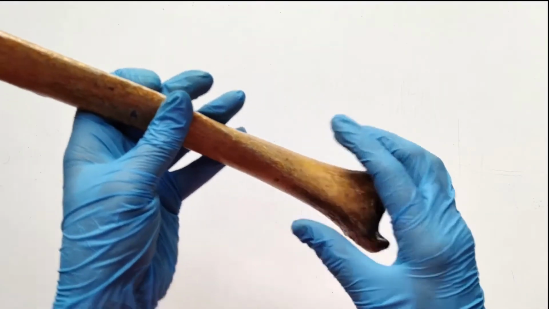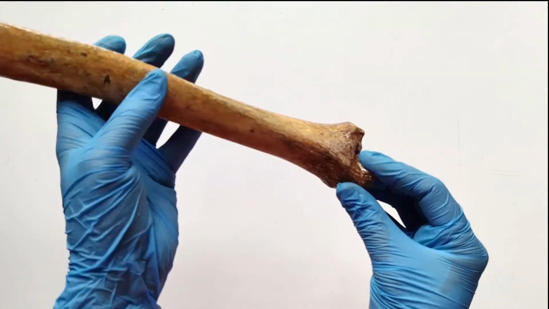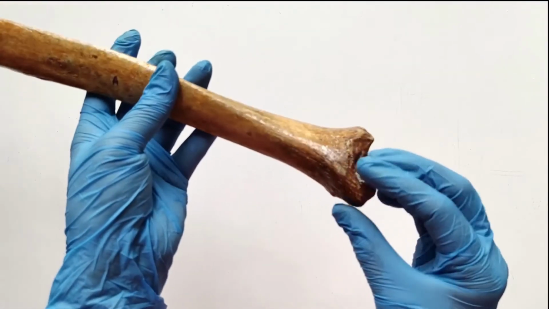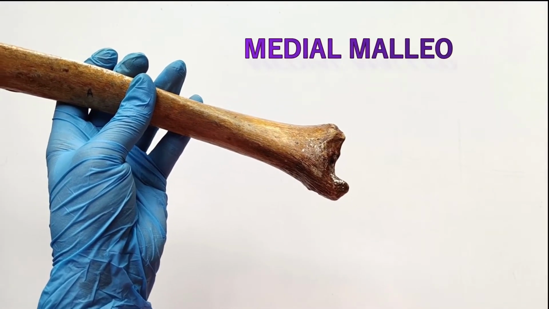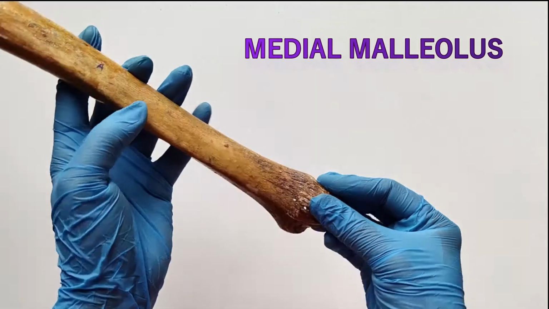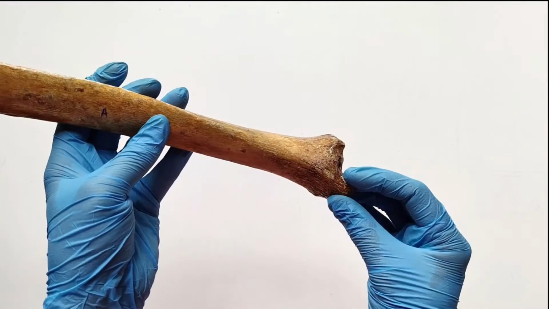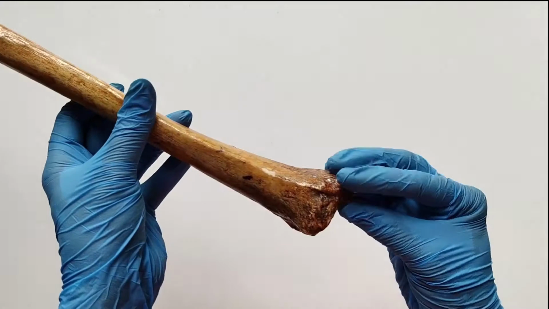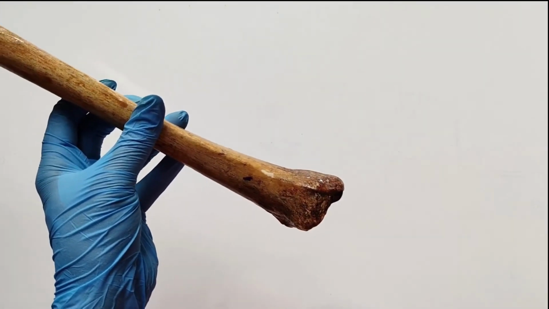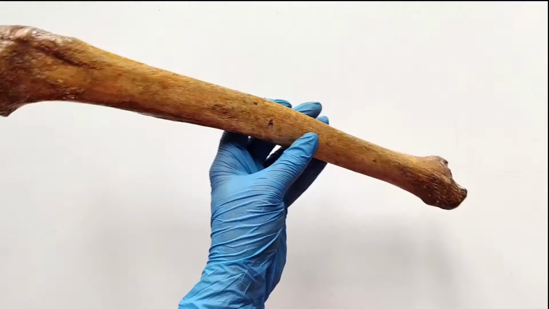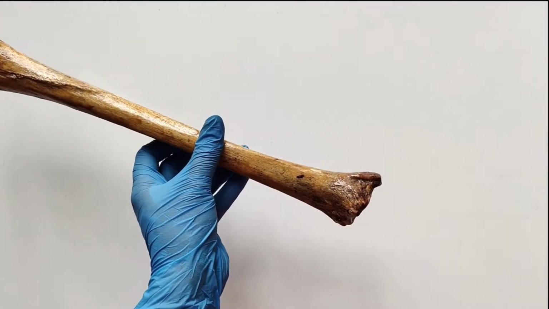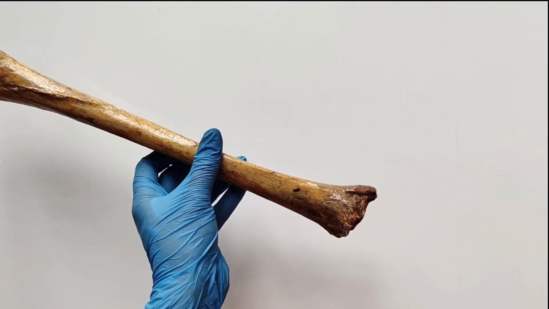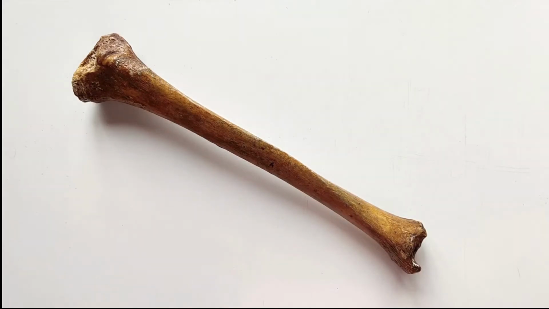Now the lower end consists of a strong and stout process, this process which you see here, and this process is called as the medial malleolus. And this strong process, it projects from the medial side of the lower end. So this medial malleolus should project from the medial side of the lower end. So when you hold the bone in anatomical position, this medial malleolus should be projecting from the medial side of the lower end. Now the next point is that the anterior border of the shaft is sharp and prominent.